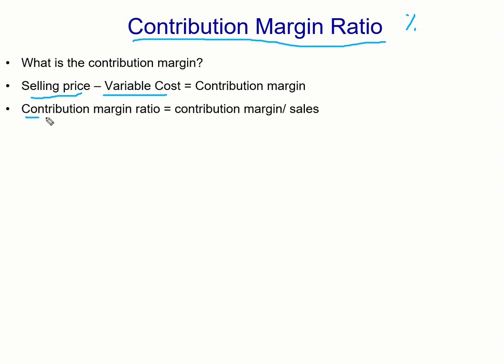To compute the contribution margin ratio, which is a percentage, we take the contribution margin, which is $4 as computed above, divided by the sales. Sales is $10. We're only considering 1 unit. And this gives us a contribution margin ratio of 40%. So what did we do? Why did we do this?